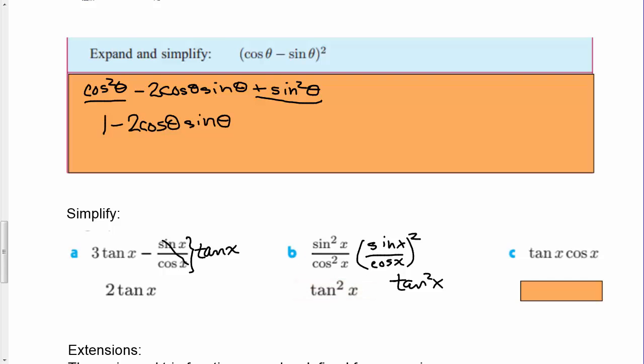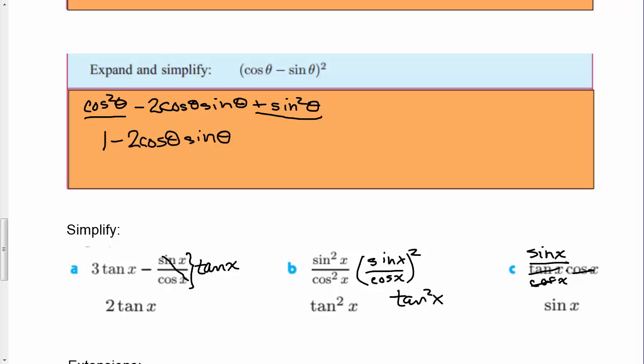Here's another one that comes up quite frequently, tangent x cosine x. And if we want to clean this up, we're going to go the other way, and we're going to write tangent as sine x over cosine x. That's what tangent is. And since we're multiplying by this cosine, the cosines will cancel, and we're left simply with sine of x. So we want to look for those kinds of things.